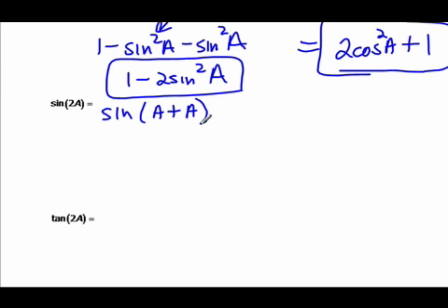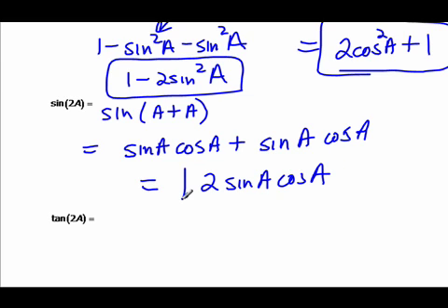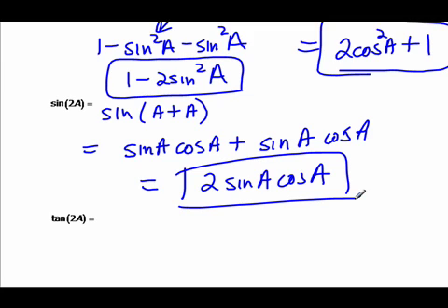And then we'll now use the sine of the sum formula from last week. This is the same as sine a cosine a plus sine a cosine a, giving us 2 sine a cosine a, and that's it. There is only one identity for the sine of a double angle.